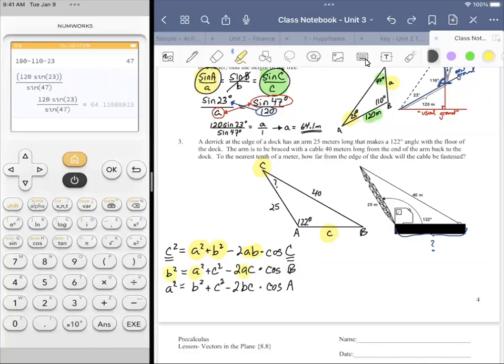Then the last one, I know side A and angle A. I know side B. I don't know side C, but that's the only thing I don't know in this formula. All right, so this one's going to be our winner, because even though the C is represented twice, it's still something that I know, like I can figure it out.